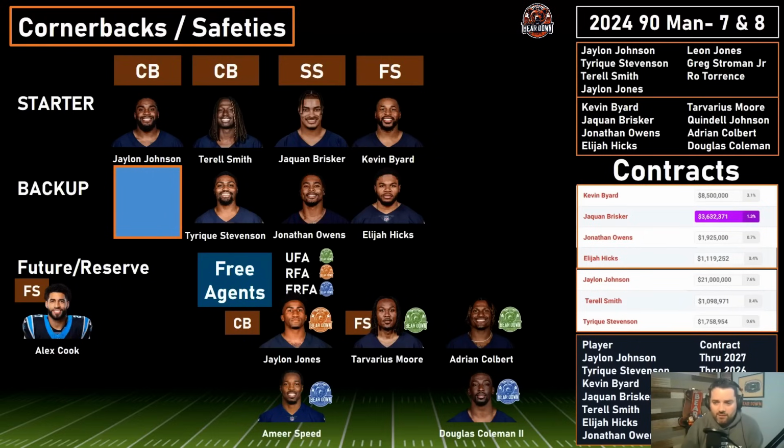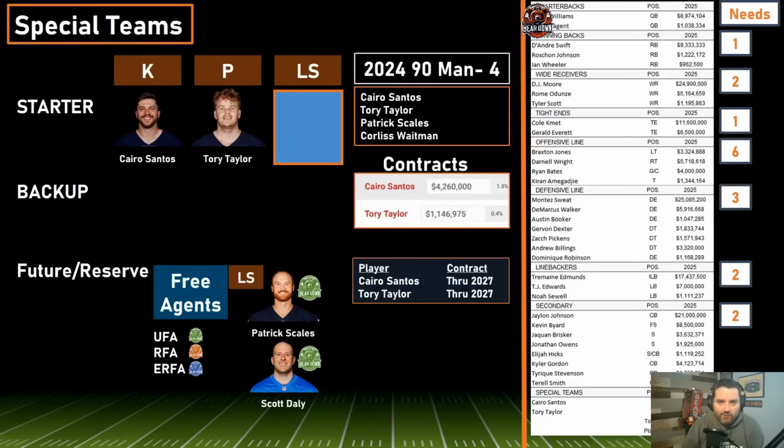So last but not least, we've got our punter, kicker, long snapper. There are people too. Scott Daly, Patrick Scales. Patrick Scales will be more expensive with his service time. He's getting older. He's mid-30s. Scott Daly would be less expensive. So unless there's a preference by the coaching staff, we just have to see what happens. And that kind of shows our needs over here.